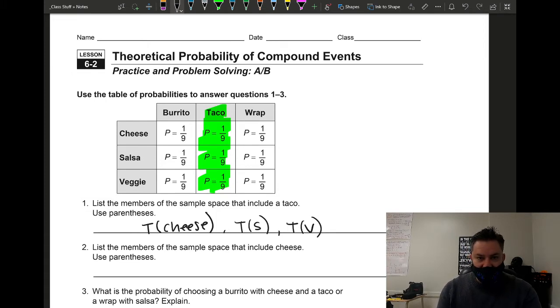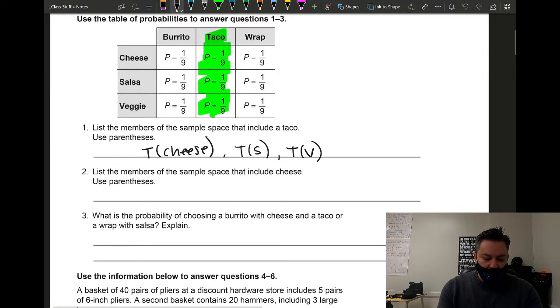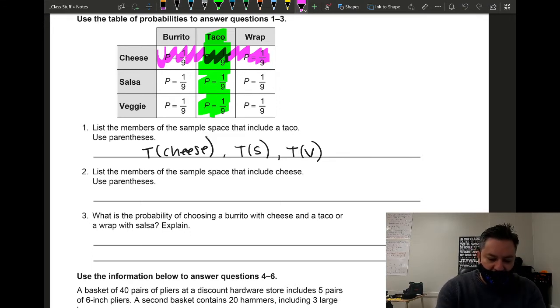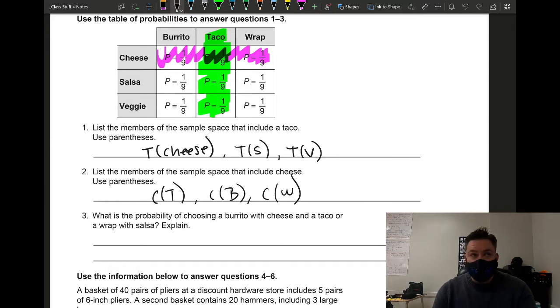And that's it. Now list the members of the sample space that include a cheese. Use parentheses. So now we're looking for anything that can have cheese. So you can have a burrito with cheese, a taco with cheese, and a wrap with cheese. So basically you're going to do the same thing: cheese with tacos, cheese with burritos, and cheese with wraps. That's it. That's all there is.